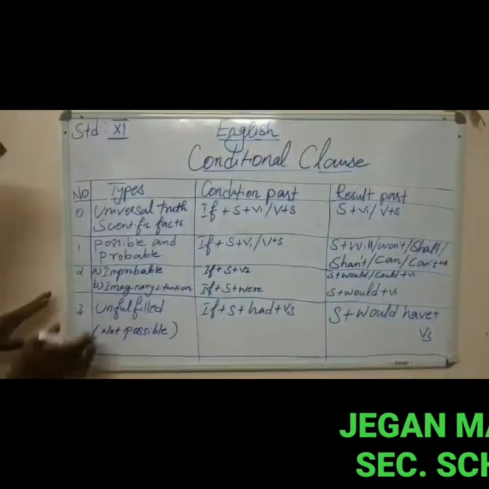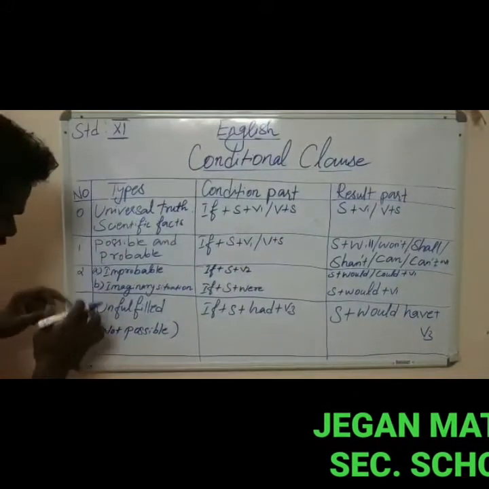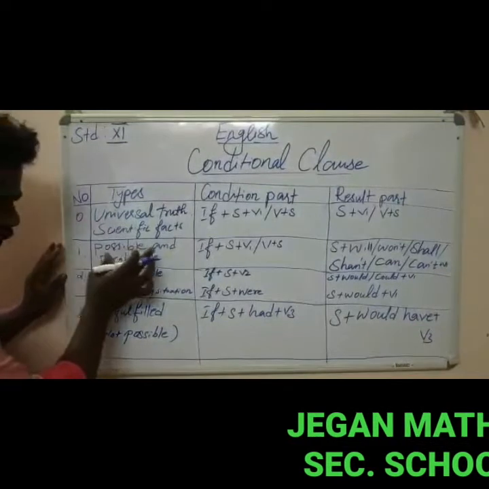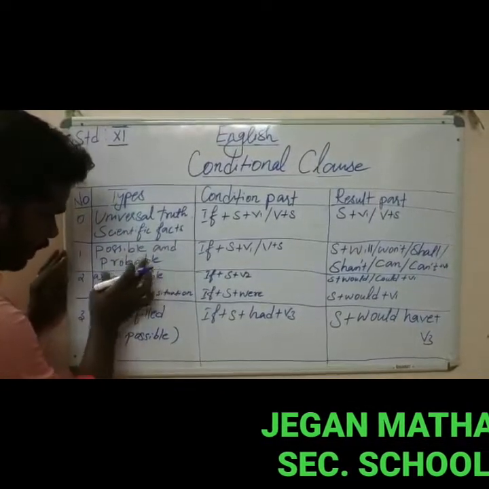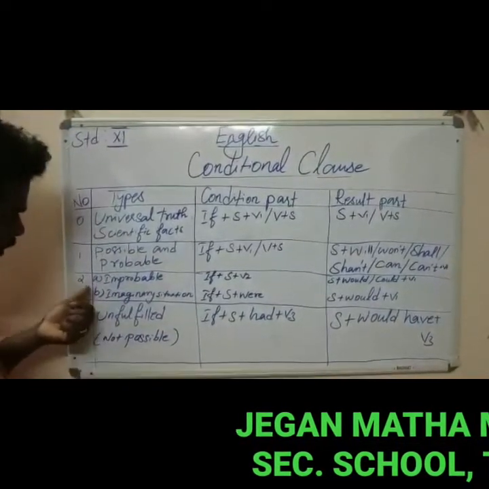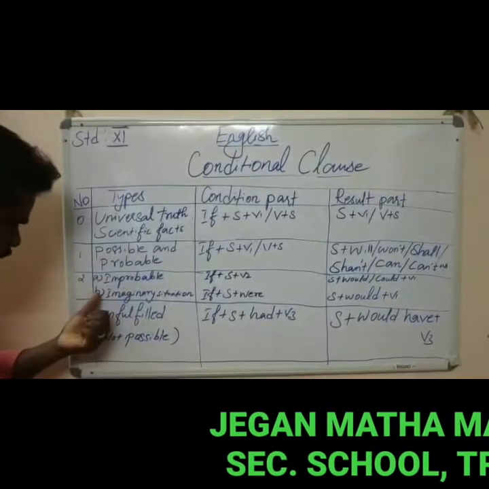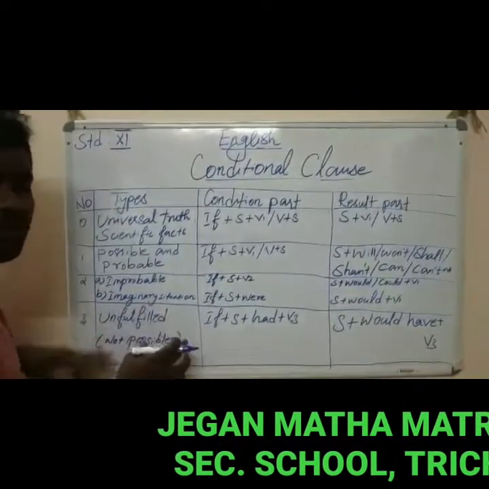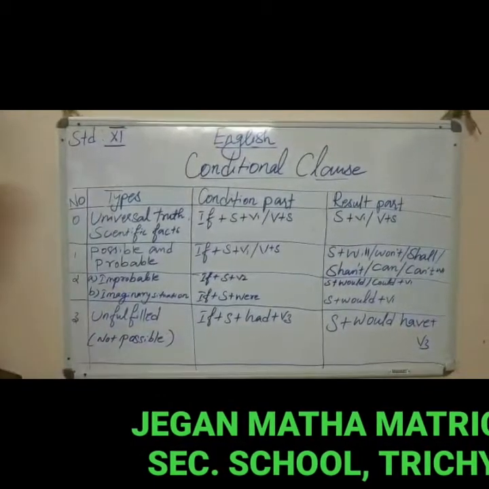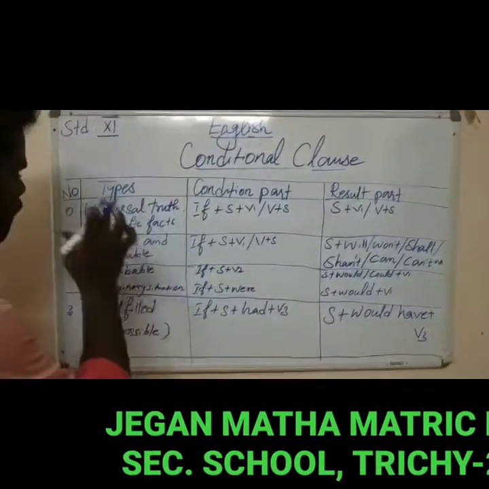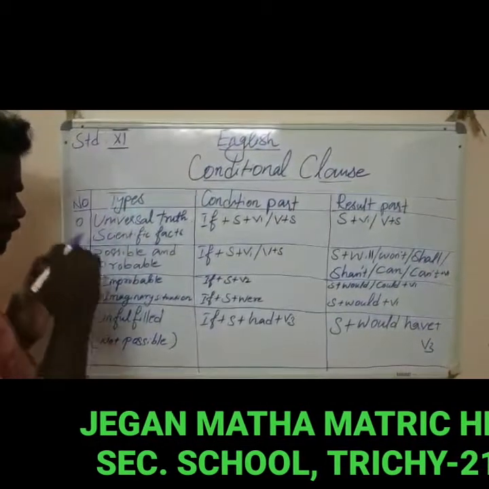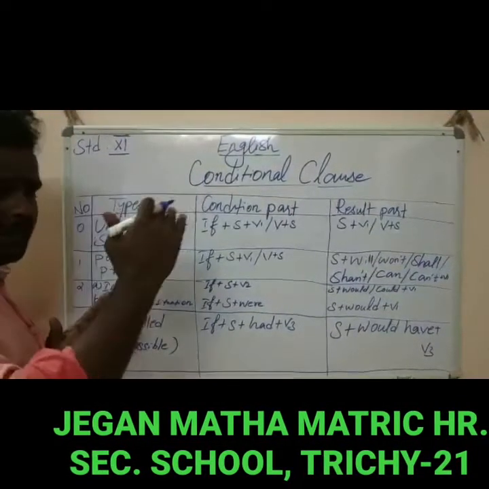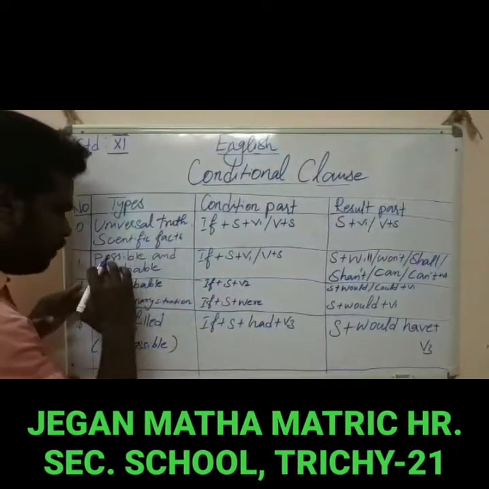Okay. Let us learn the first, second and third types. The first type is named possible and probable. The second type is improbable, and the other one is imaginary situation. The third type is unfulfilled condition. Okay. First type, possible. It may happen. Possible and probable.